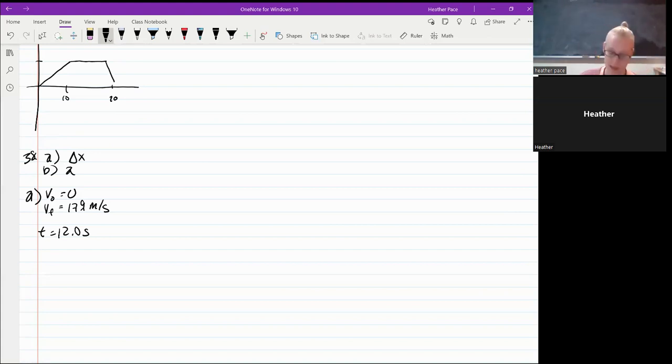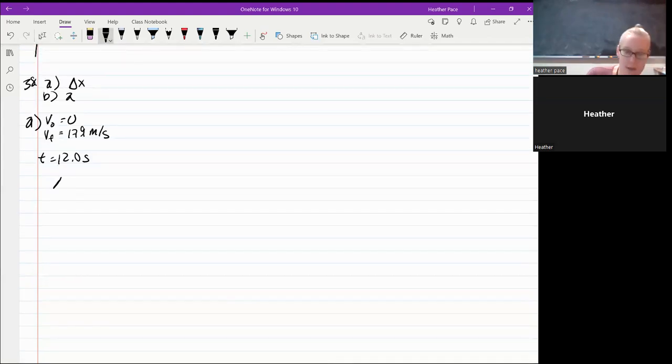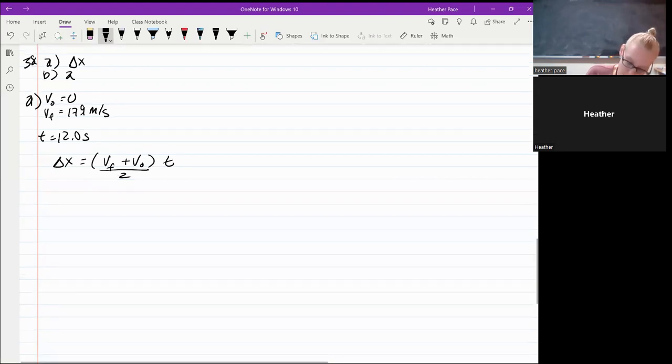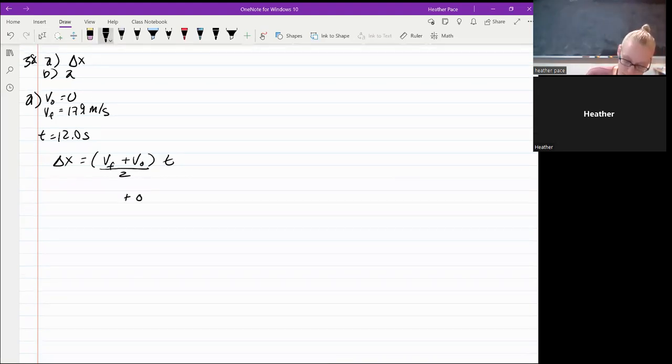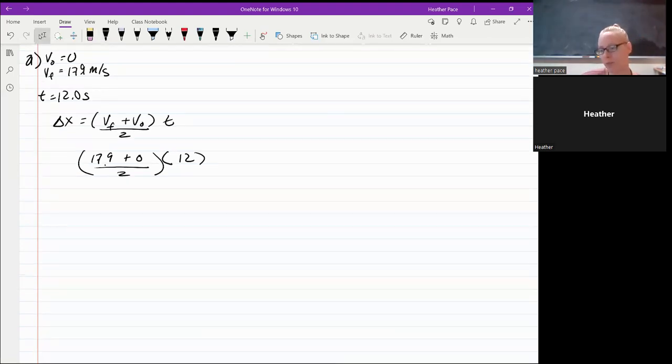So we want to find delta x, and we actually used this equation in a previous problem. It is going to be delta x equals VF plus V naught divided by 2 times time. So for this, we can just plug in what we have. We know that V naught is 0. VF is 17.9, divided by 2, times 12, and we can get our solution.